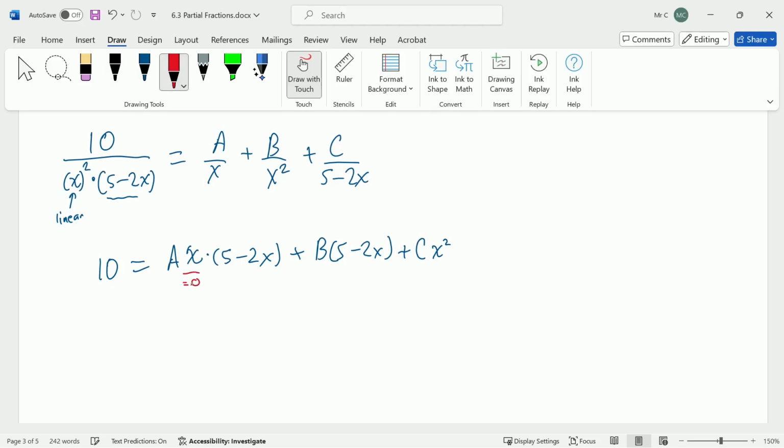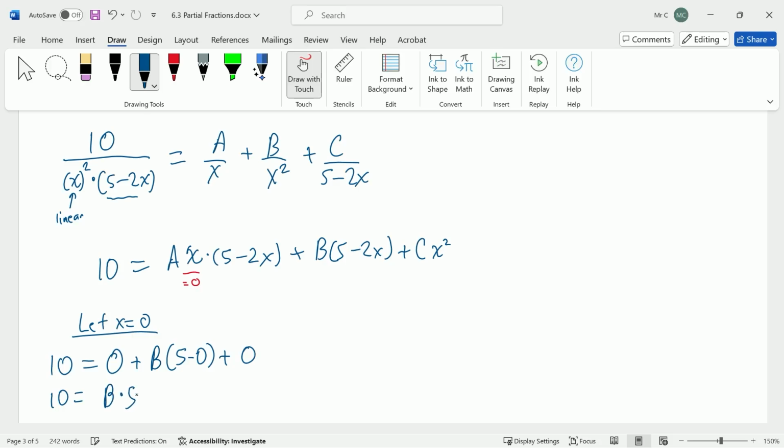How do I make the factor x 0? I just set x equal to 0. And plug that in, and the first term will be 0 plus b times 5 minus 0 plus, and the cx squared will also end up being 0. So we get 10 equals b times 5, and so b is 2.